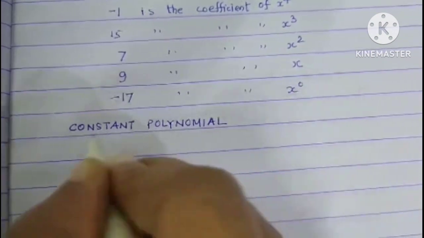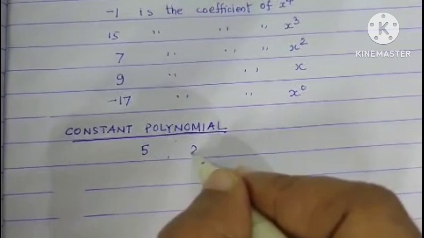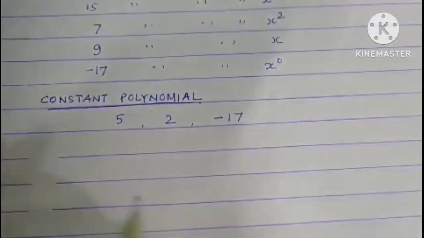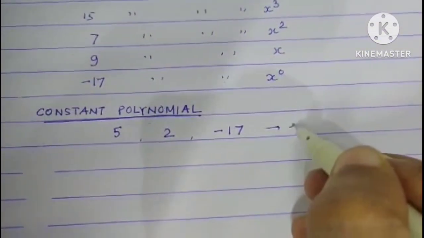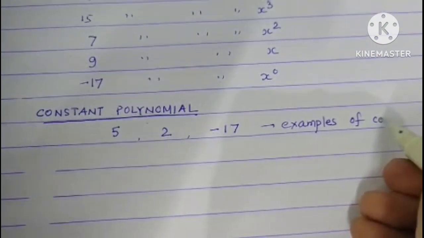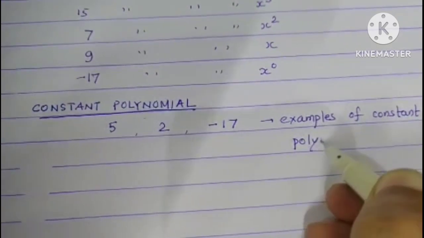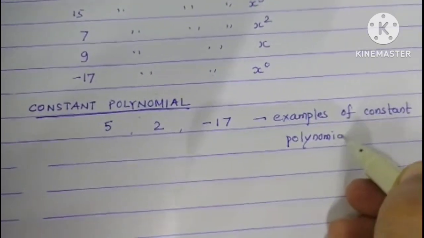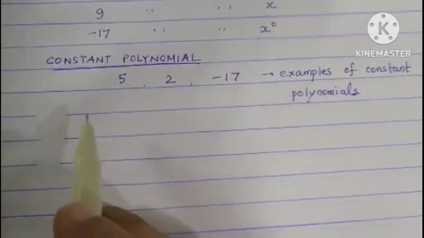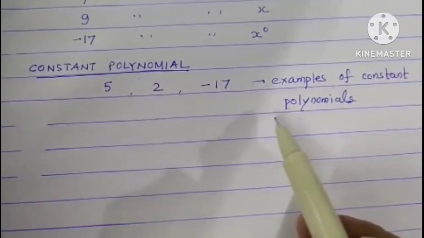So what is a constant polynomial? Suppose we write 5, or 2, or anything, say minus 17. This is also a polynomial. These are called examples of constant polynomials. So this is a term called constant polynomial.